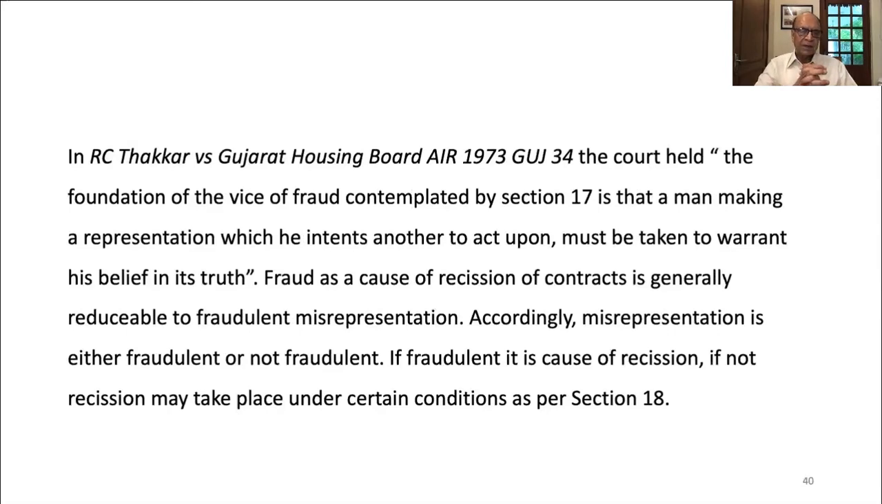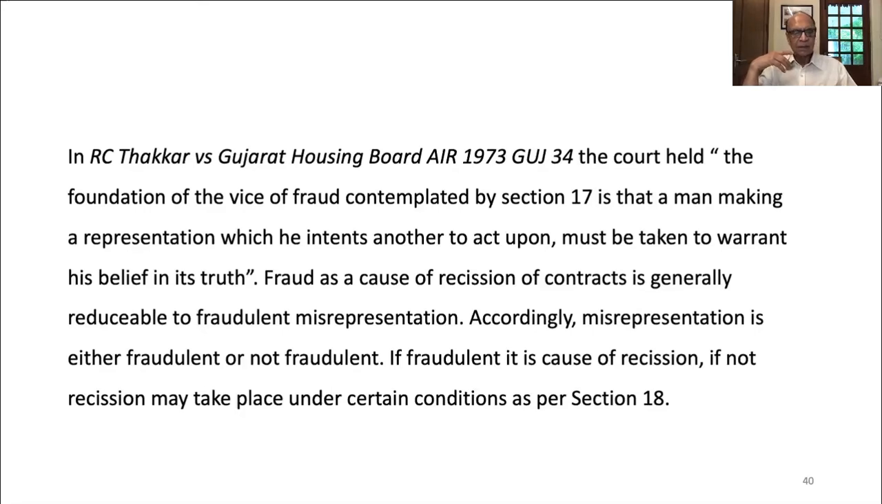Friends, in the case of R.C. Thakkar versus Gujarat Housing, a case of 1973 decided by Gujarat High Court, the court clarified the foundation of the vice of fraud contemplated by Section 17 is that a man making a representation, with what intent? The intent is that another person should act upon it and must be taken to warrant his belief in its truth.